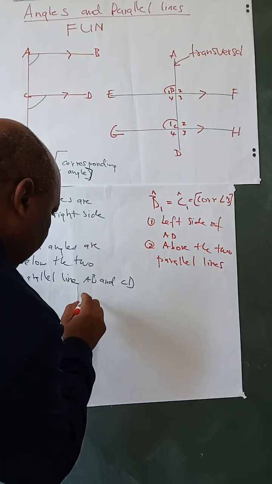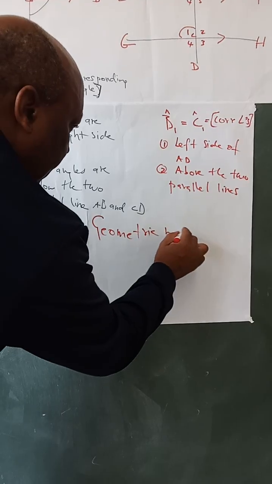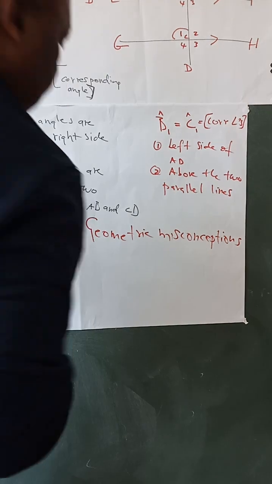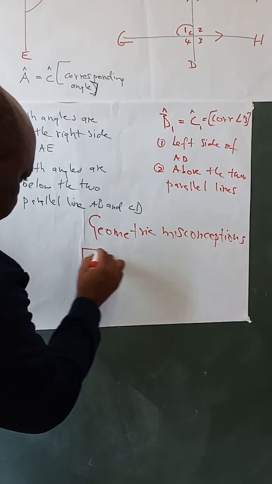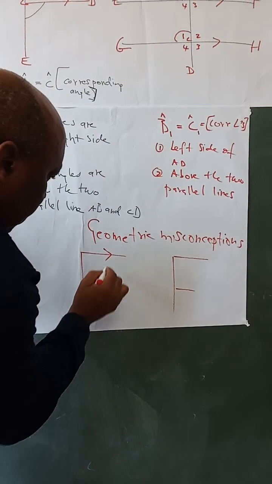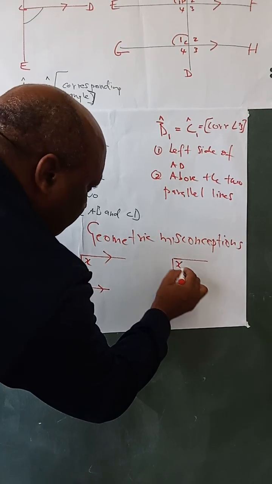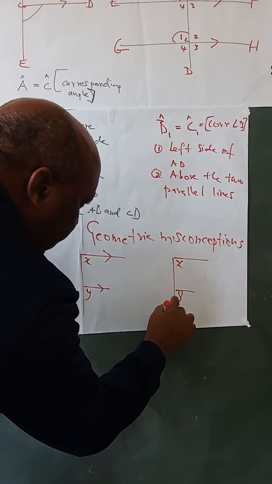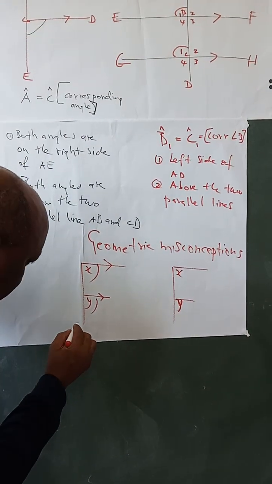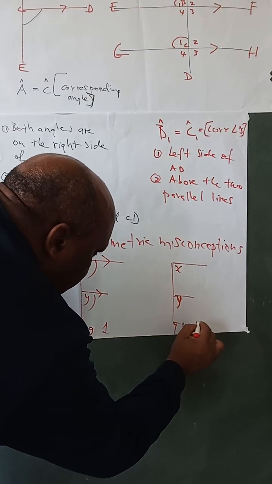Now we have what we refer to as geometric misconceptions. If we have this figure, we draw the two figures. Then we got x, y, and then x, y. Right. Let's look at this figure 1. This is figure 1. This is figure 2.